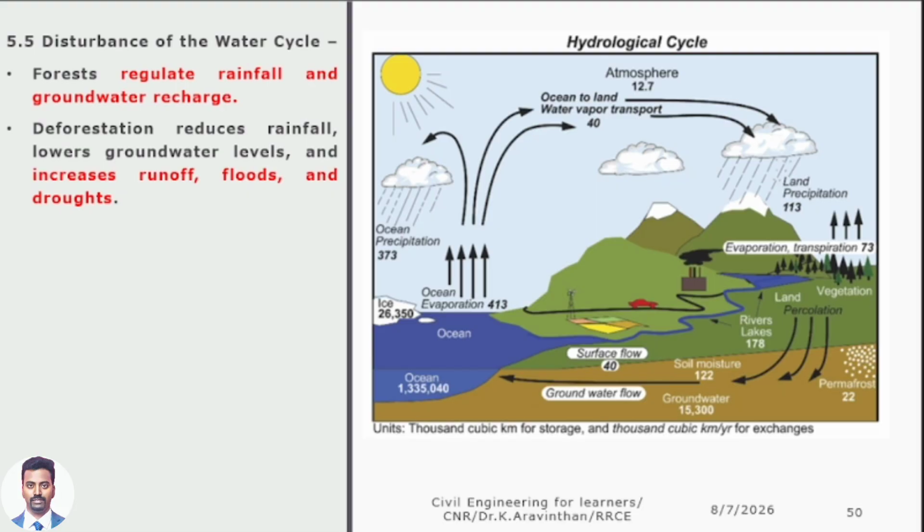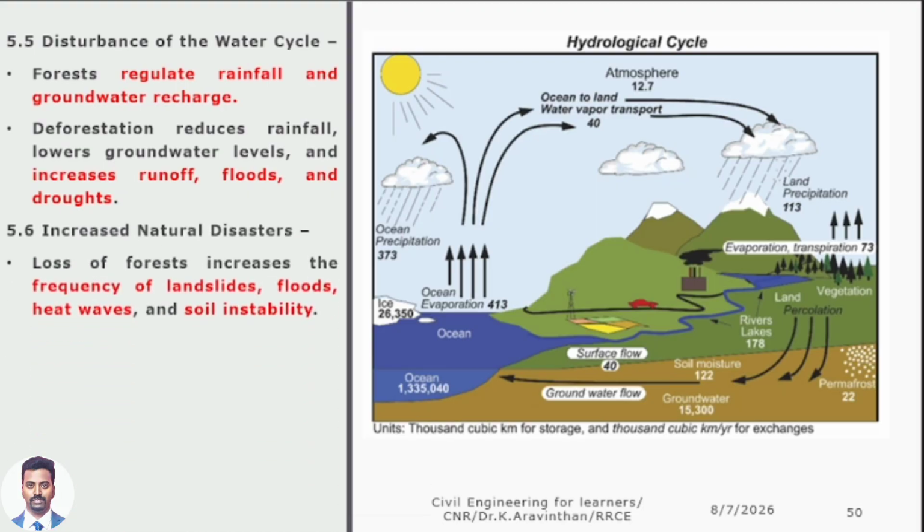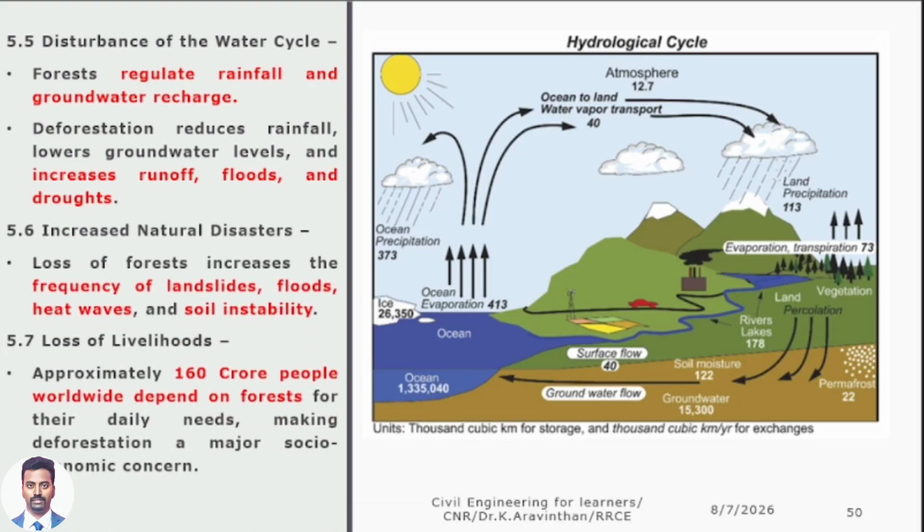More rainfall will occur in other places, so natural disasters like floods increase. If there are trees in the forest and on slopes, they will not allow landslides. If there are no trees, then landslides will happen. Then there is loss of livelihood. Sir, how many crore people are dependent on forest? 160 crore people are dependent on forest.